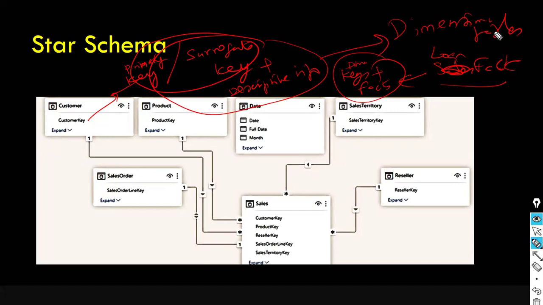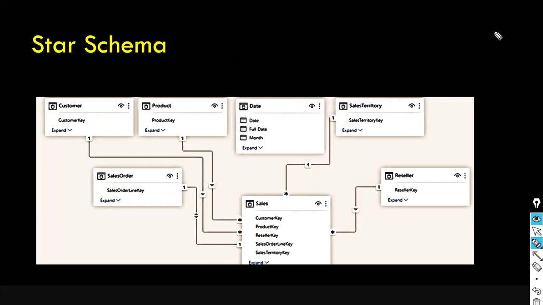What is star schema? Star schema is nothing but a single fact table, or let's say we have two fact tables, surrounded by multiple dimension tables. Hence, it appears like a star. That's why it is known as star schema. Correct?